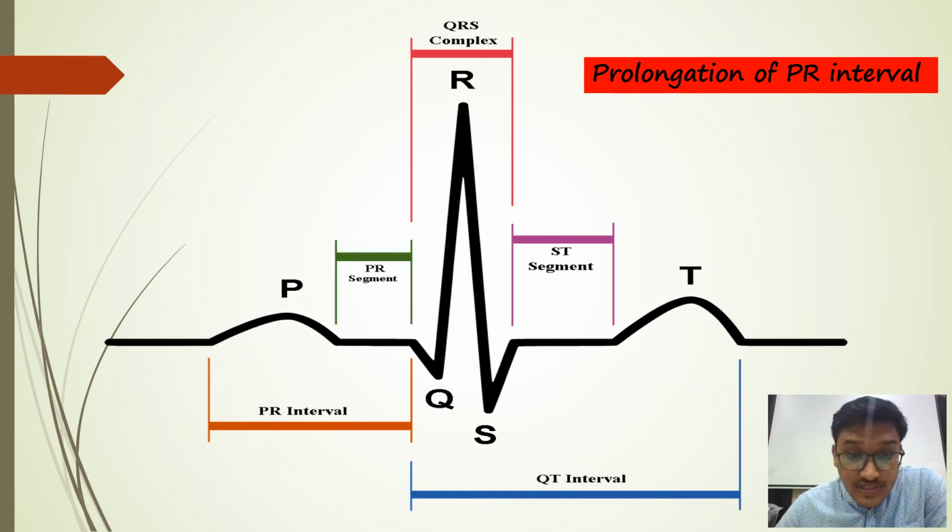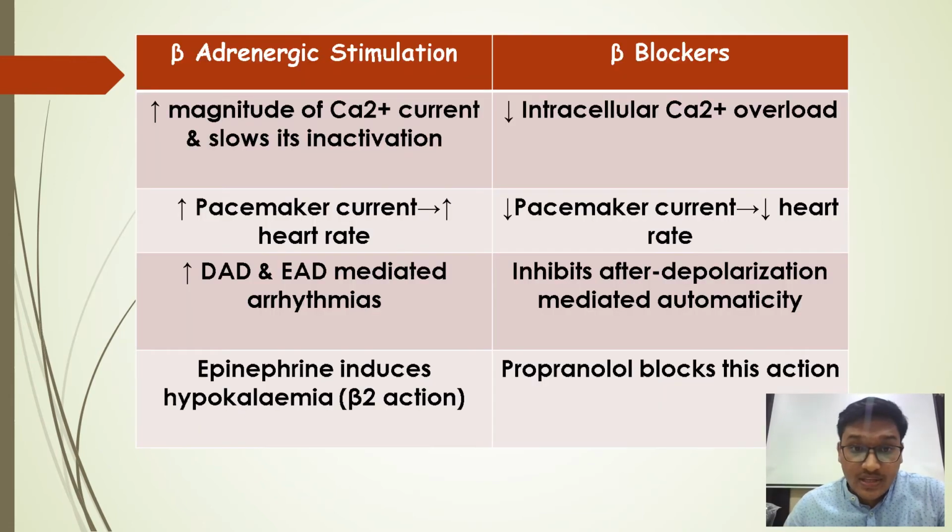So what is this action on the ECG? As you can see, this PR interval signifies the AV conduction, which means the wave is going from atria to the ventricles. As the AV conduction time is increased, there will be prolongation of this PR interval in the ECG.